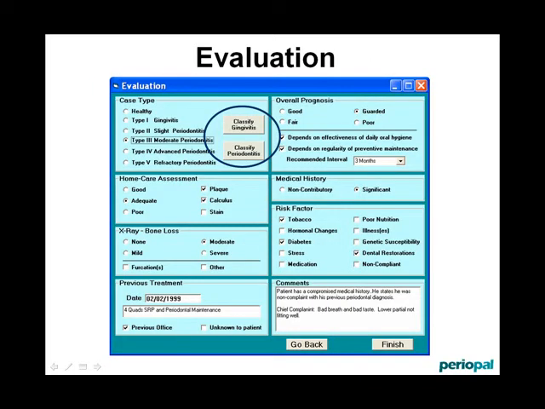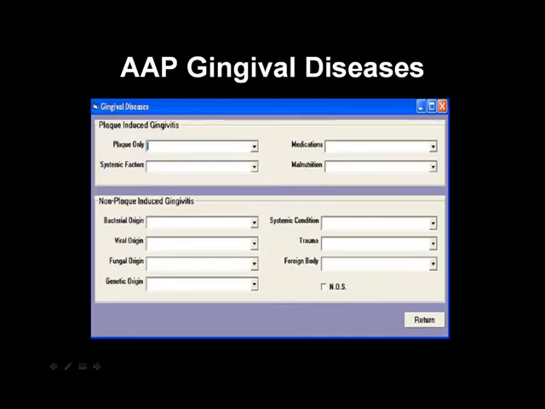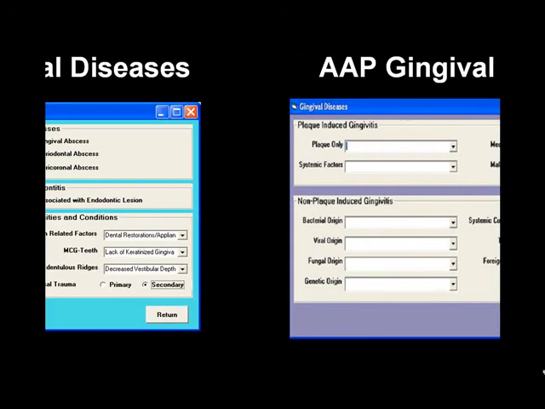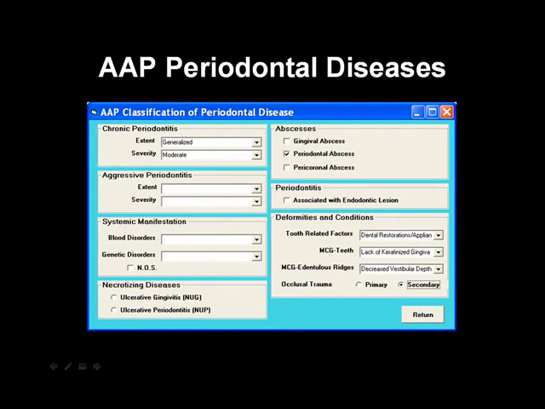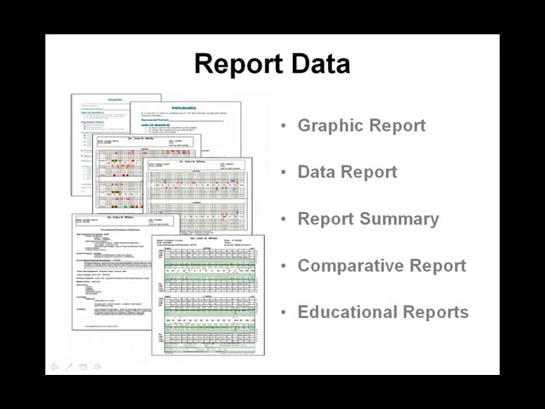You will use PerioPal's evaluation screen to gather and report exam findings. PerioPal gives clinicians a way to organize the healthcare needs of their patients by the use of the AAP classification system for periodontal diseases and conditions. PerioPal patients know their numbers.